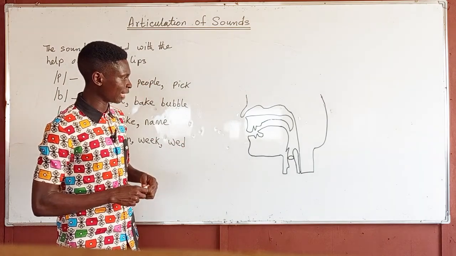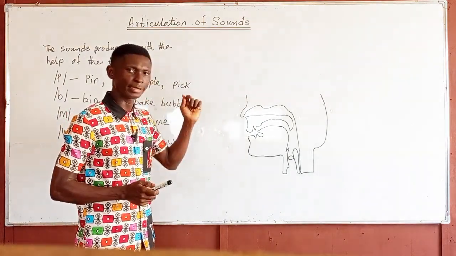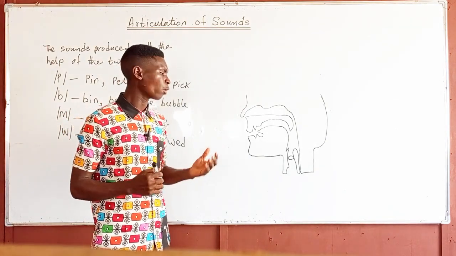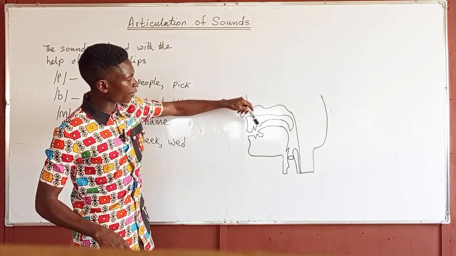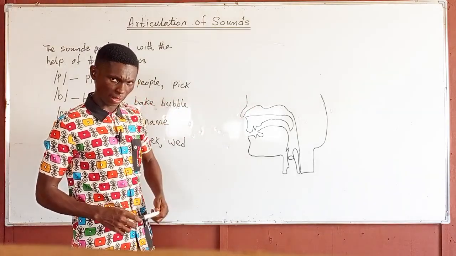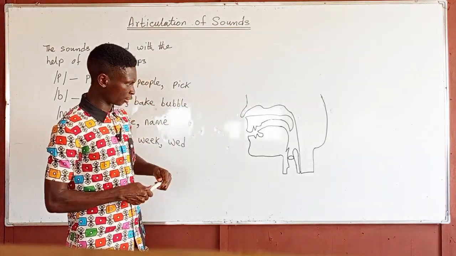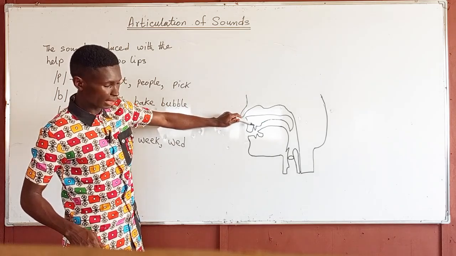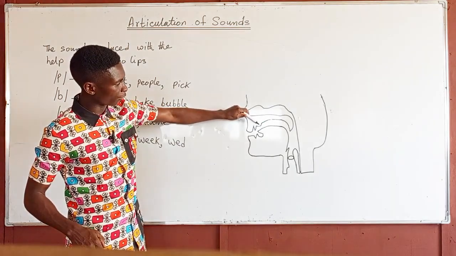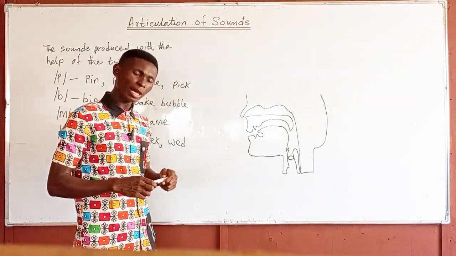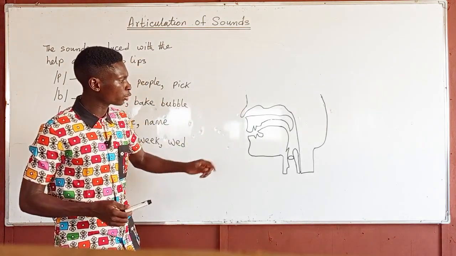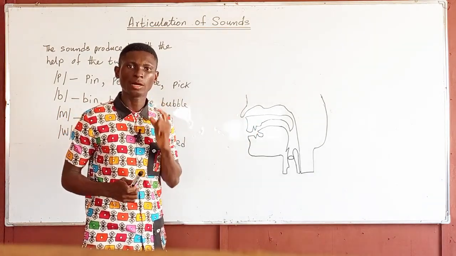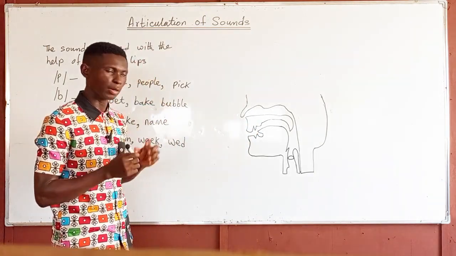So now let's consider all the sounds in English language that you can produce with the help of the alveolar root, that is your tooth root, this area that's immediately after your teeth. That's the alveolar root. So what are those sounds you produce with the tip of your tongue touching the alveolar root? Let's look at them now.